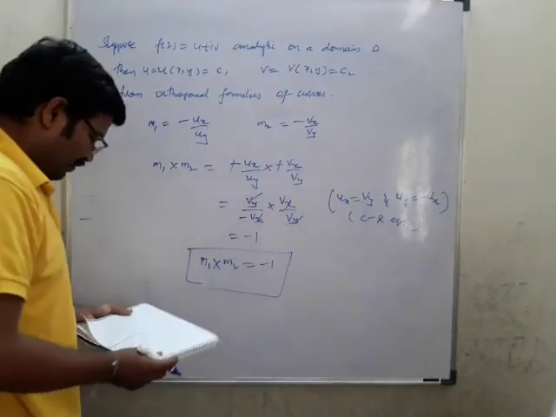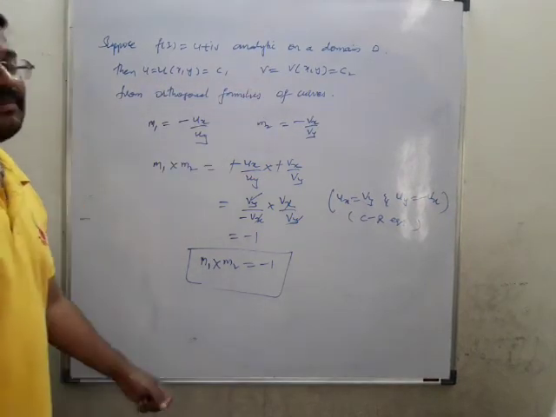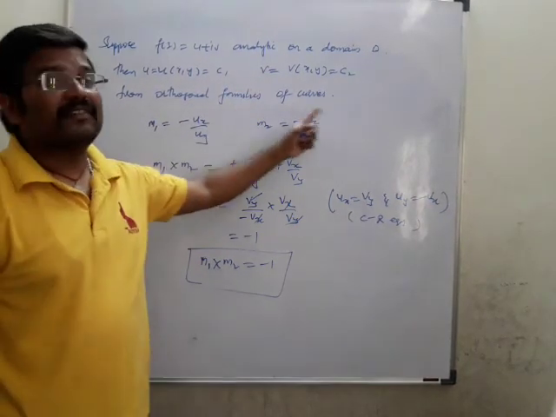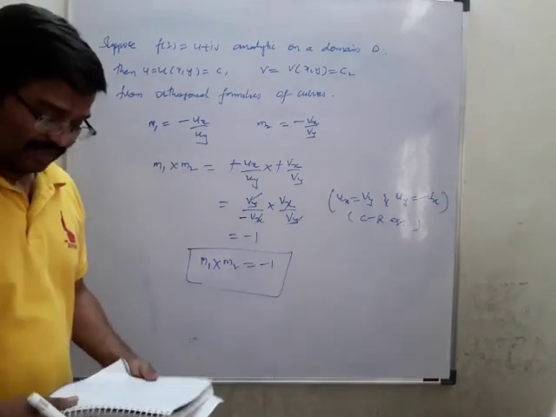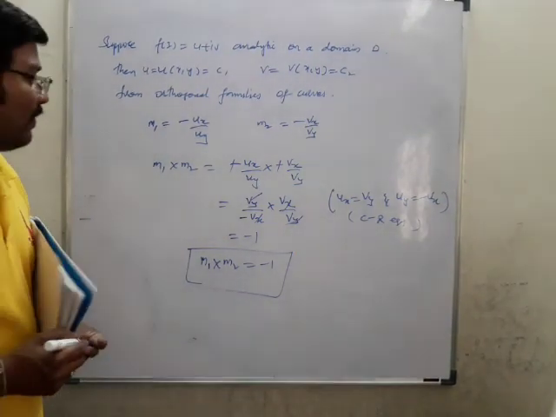Whenever the product of the slopes is minus 1, we can say that the given two curves belong to the orthogonal families of curves. They are orthogonal to each other. This is how we can do the problem. Thank you.